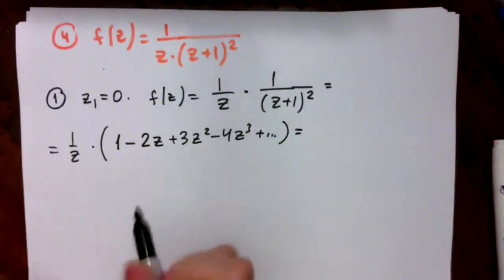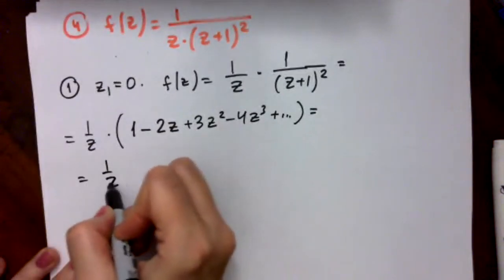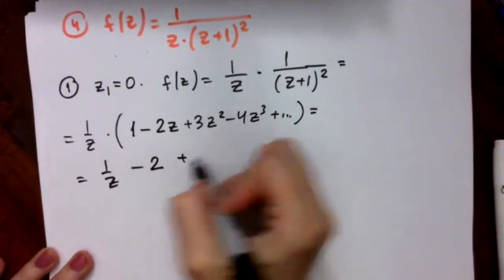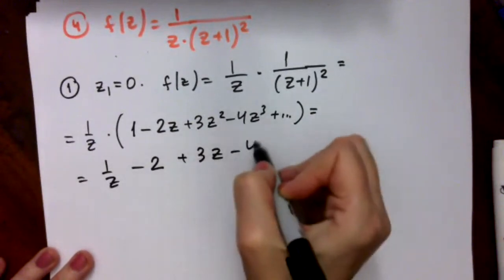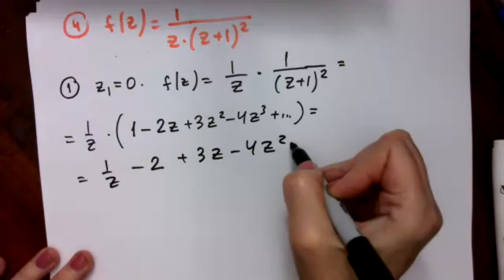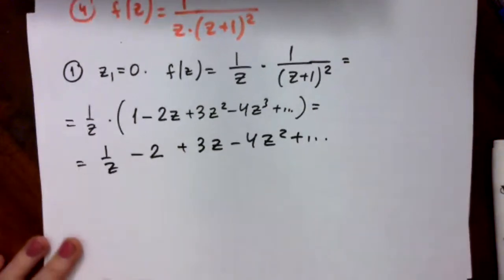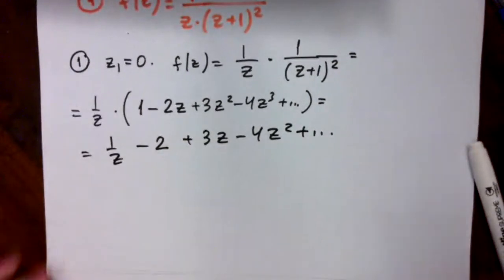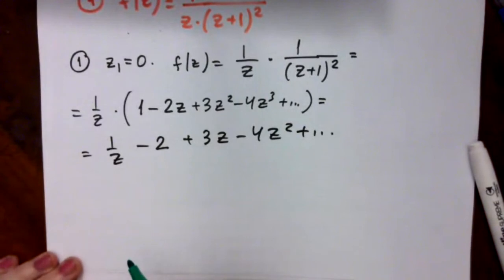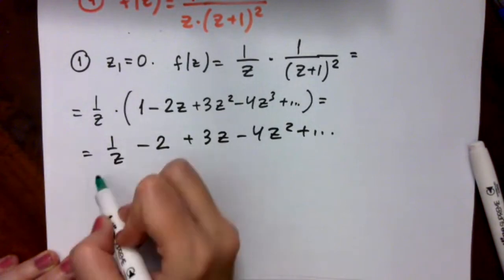And now we need to perform this multiplication, of course. 1 divided by z minus 2 plus 3z minus 4z squared and so on. I think it's pretty enough. Okay, now we need to find our principal part.